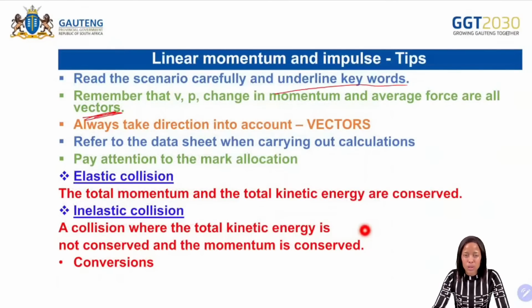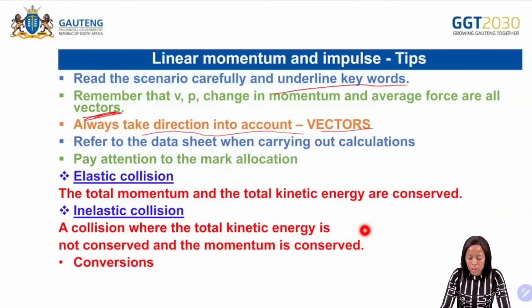And when we speak of vectors, we're speaking about what? Direction. So again, always take direction into account. Why? Vectors are physical quantities with magnitude and direction. Refer to the datasheet when carrying out the calculations. Pay attention to the mark allocation again. And then we have what?